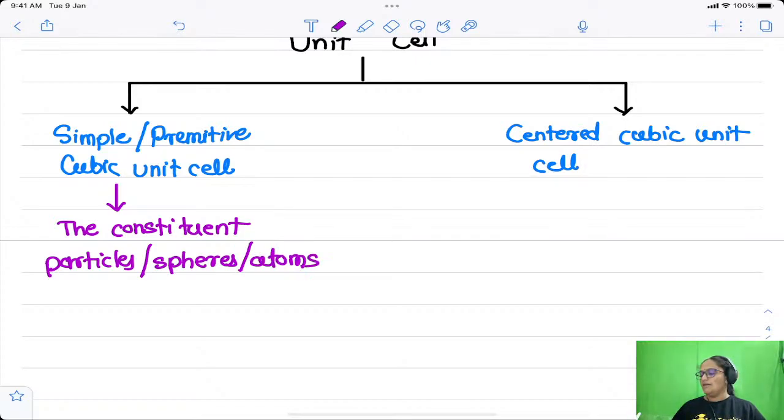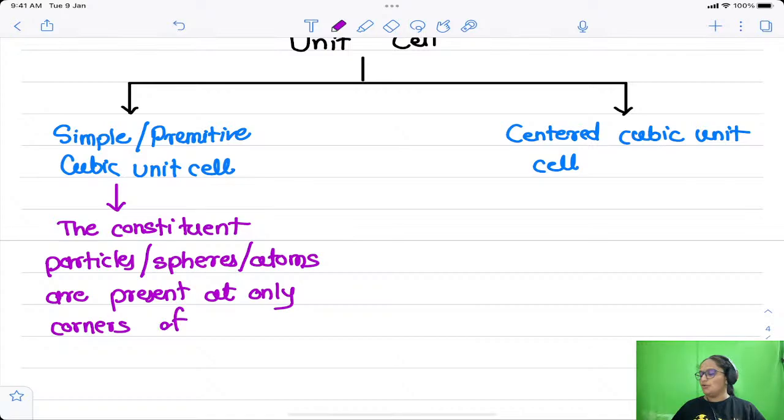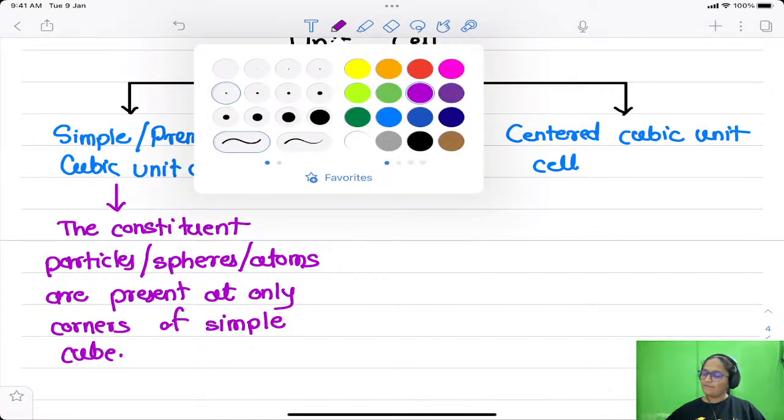Atoms are present at only the corners of a simple cube. There are 8 corners to a cube. You can count the corners in the room in which you are sitting. There are 8 corners, 4 above, 4 at the floor, right? So in a simple or primitive cubic unit cell, the atoms are present only at the corners.